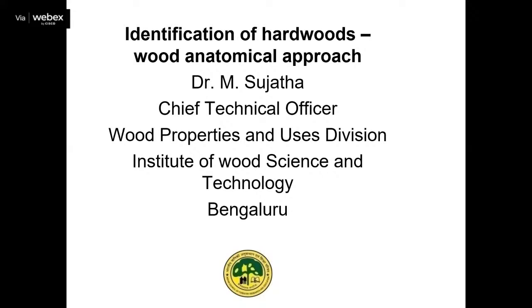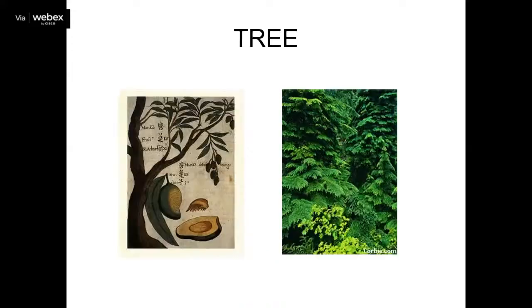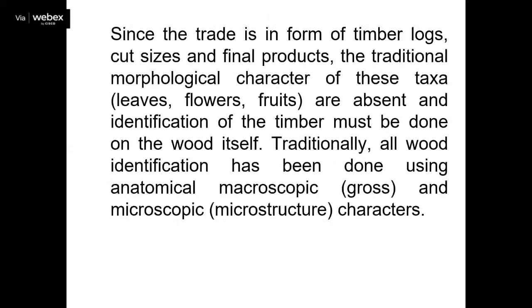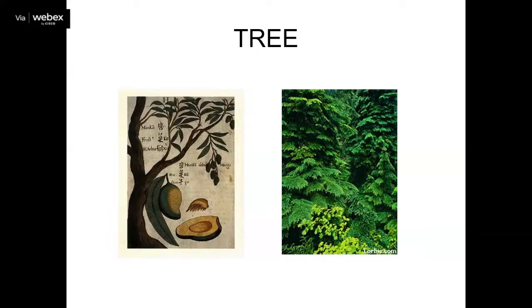Good morning, everybody. Today I will be talking identification of hardwoods by way of wood anatomical approach. This is general identification, how hardwoods are identified. Whenever we see standing trees, we look at the flowers, fruits, bark, leaves, etc. and will identify the trees. Once it is made into a log form, our leaves, everything is removed and a piece of wood is given to us.